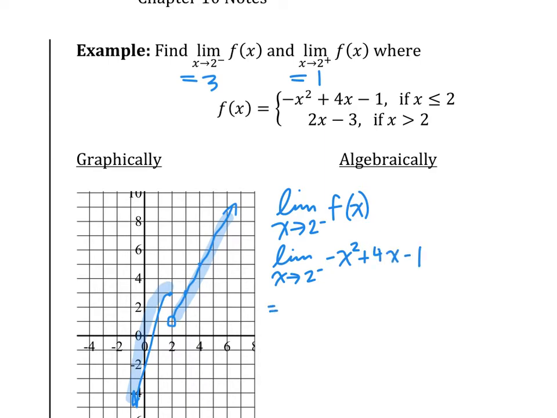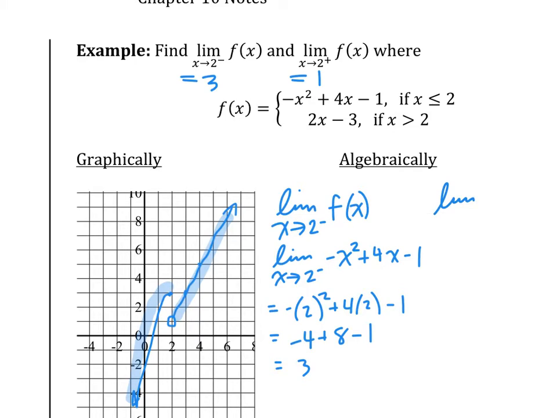So plugging in 2, this is negative 4 plus 8 minus 1, which is 3. Please be careful here. I know this is a very small algebra thing, but a lot of people make this kind of mistake. We're just putting 2 into the function of x squared, and then the negative is attached at the end. So please don't put in the negative and square the negative.